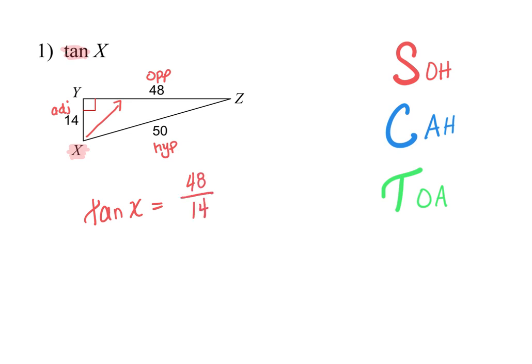And then you do want to reduce it. So you can see that 2 goes into both of those. And so you're going to get 24 over 7. And you will leave your answer just like that.